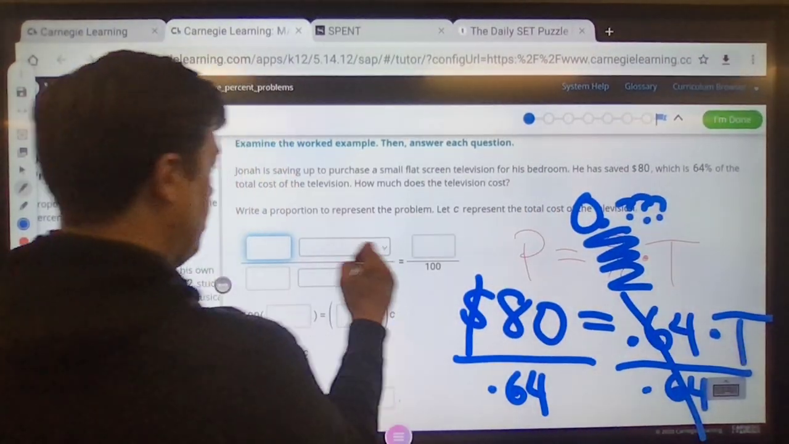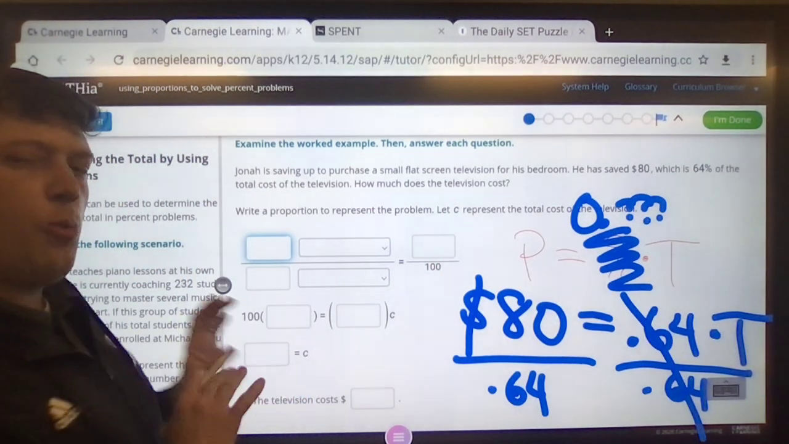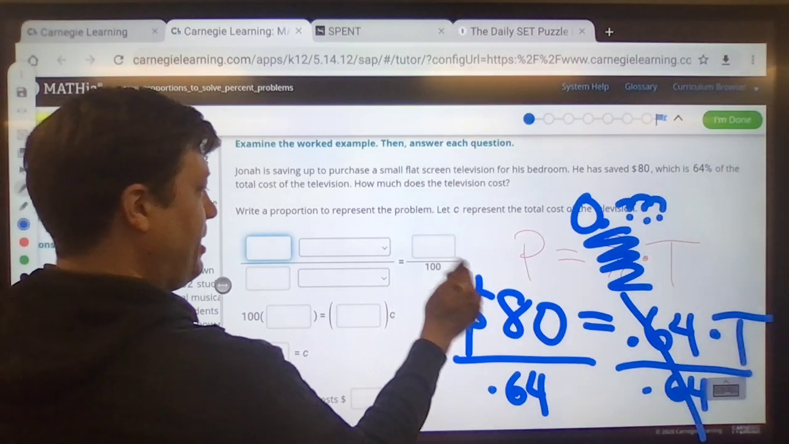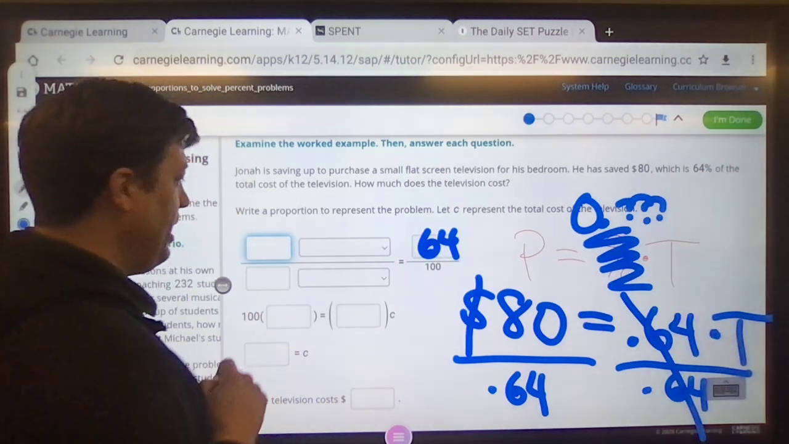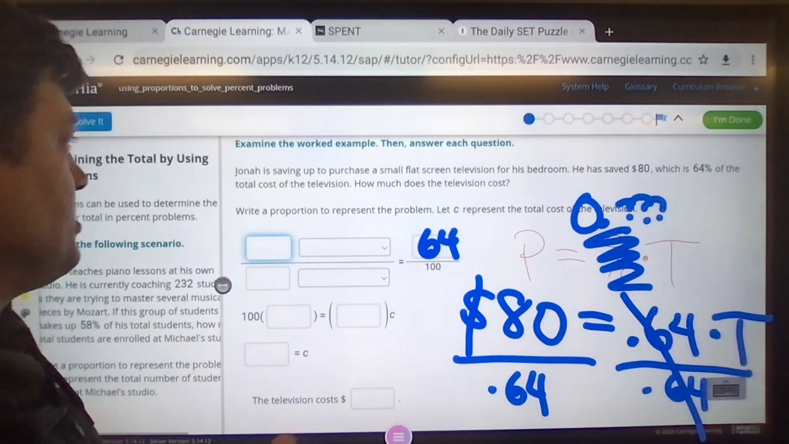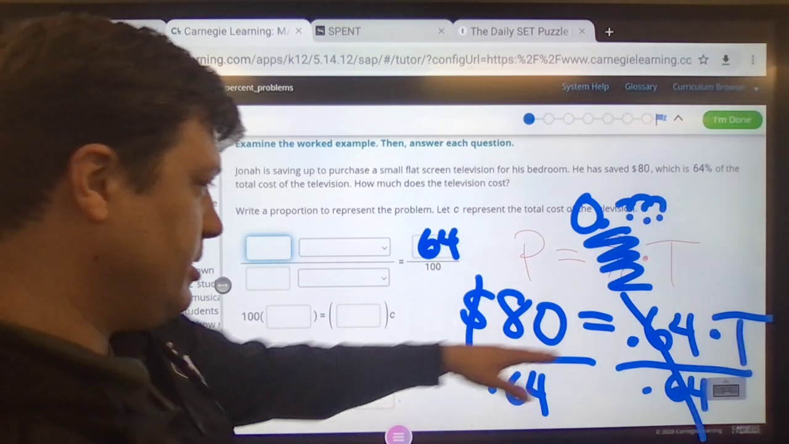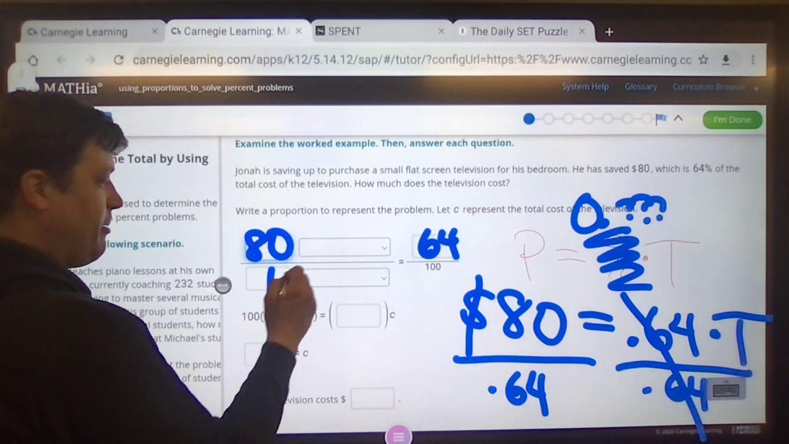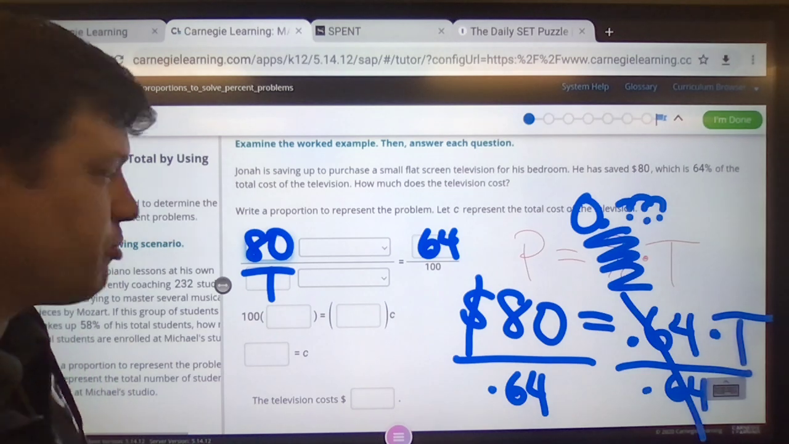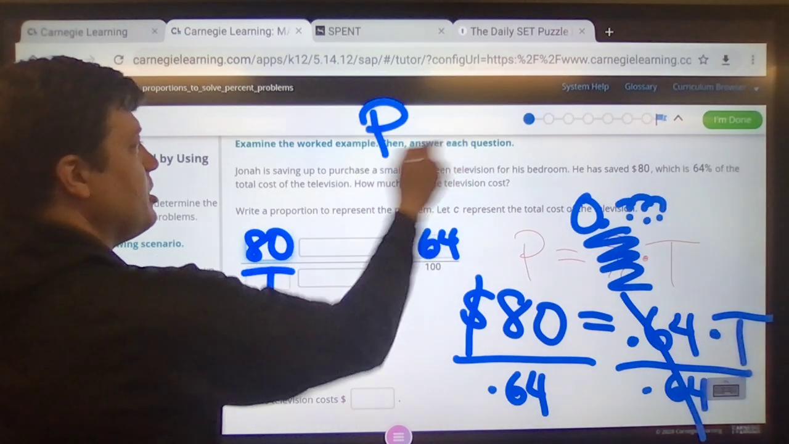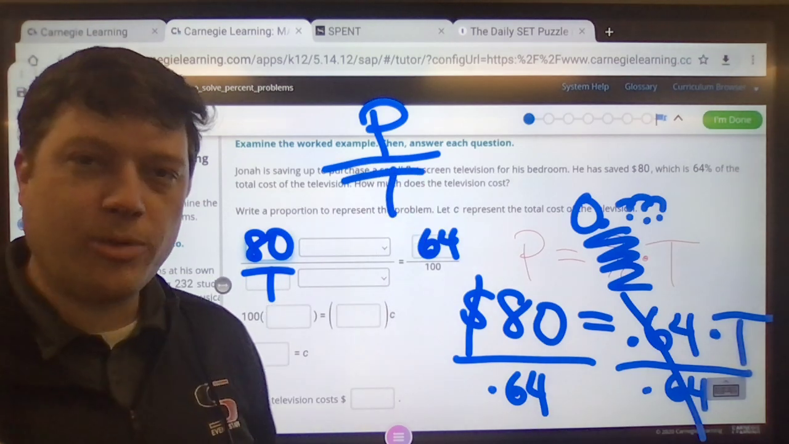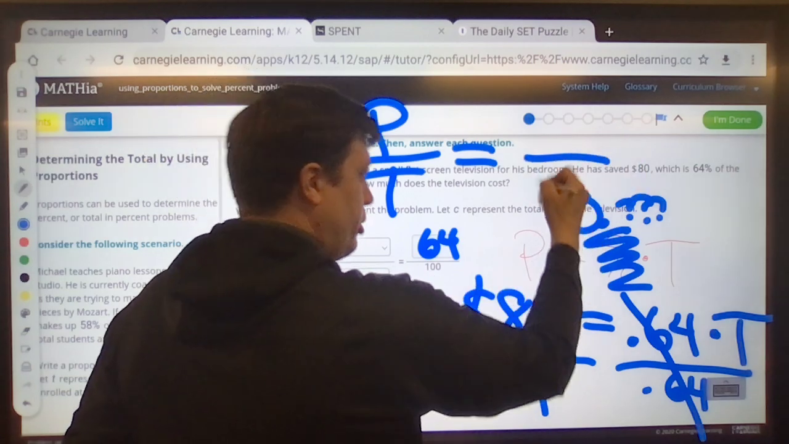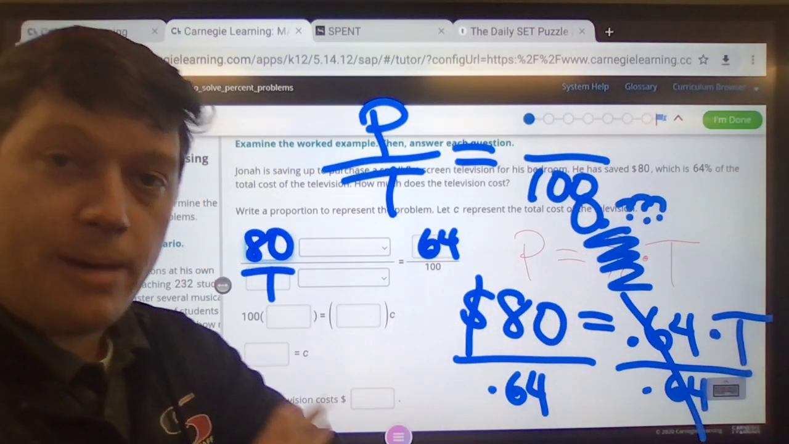All right, so the setup over here is what I hope we can get to. I've got my space all set up. That's a 64. And write a proportion to represent the problem. So I bet if we go the $80 divided by the total, that's kind of the key thing to this problem. Always go part over total, which is going to represent some sort of decimal. And then we take that decimal and turn it into a percentage because it's technically being divided by 100.